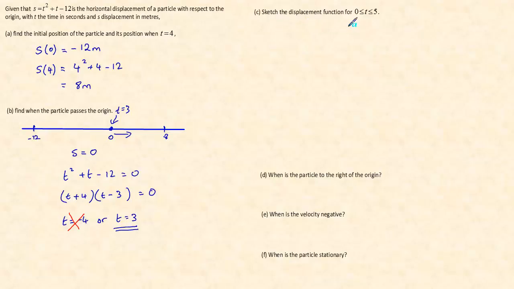Sketch the displacement function for t between 0 and 5. Well, there's a couple of things we need to know here. So s of 5 would be handy. 5 squared, add 5, take away 12. That gives us 18 meters. It would also be nice to know if there's a turning point between here and here. So in order to get that, we'll do ds dt, and that's going to be 2t plus 1.